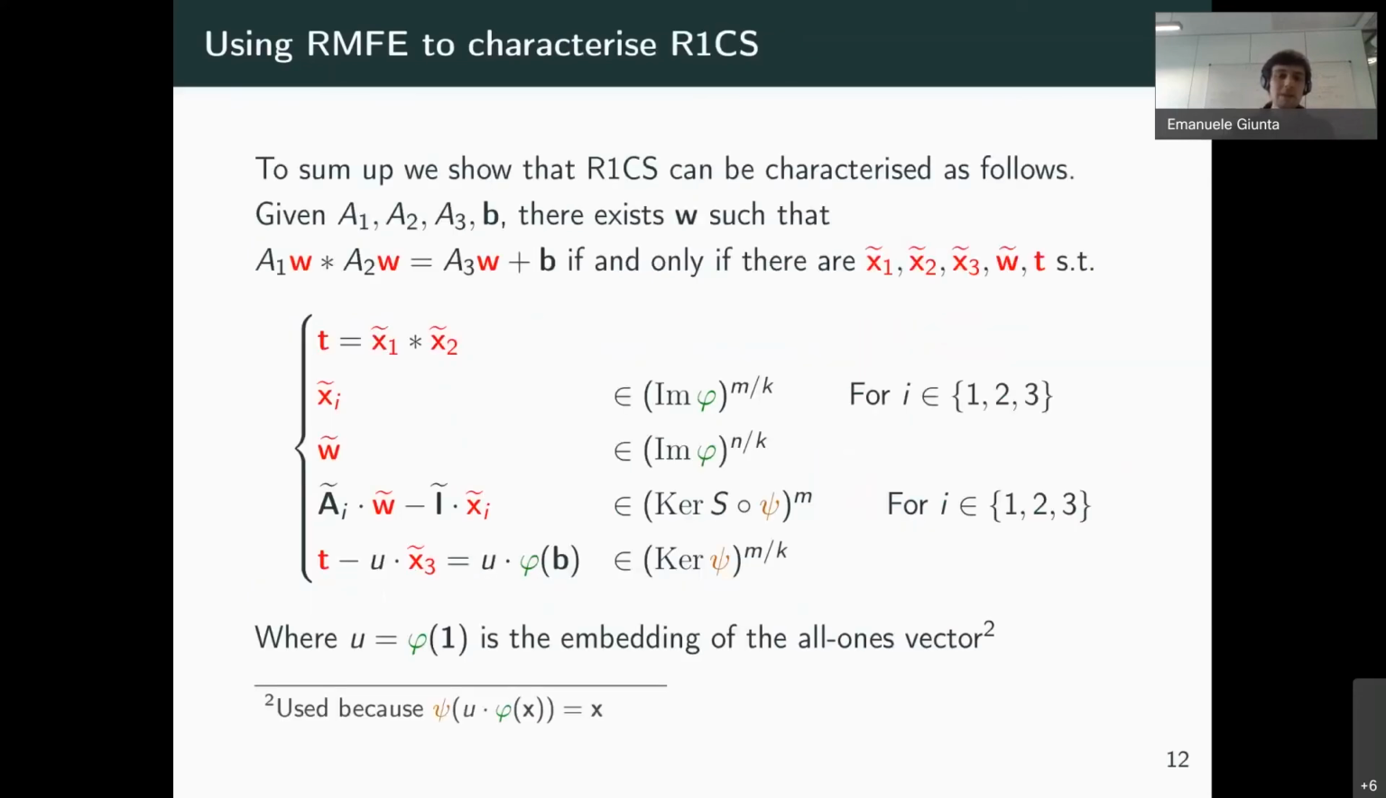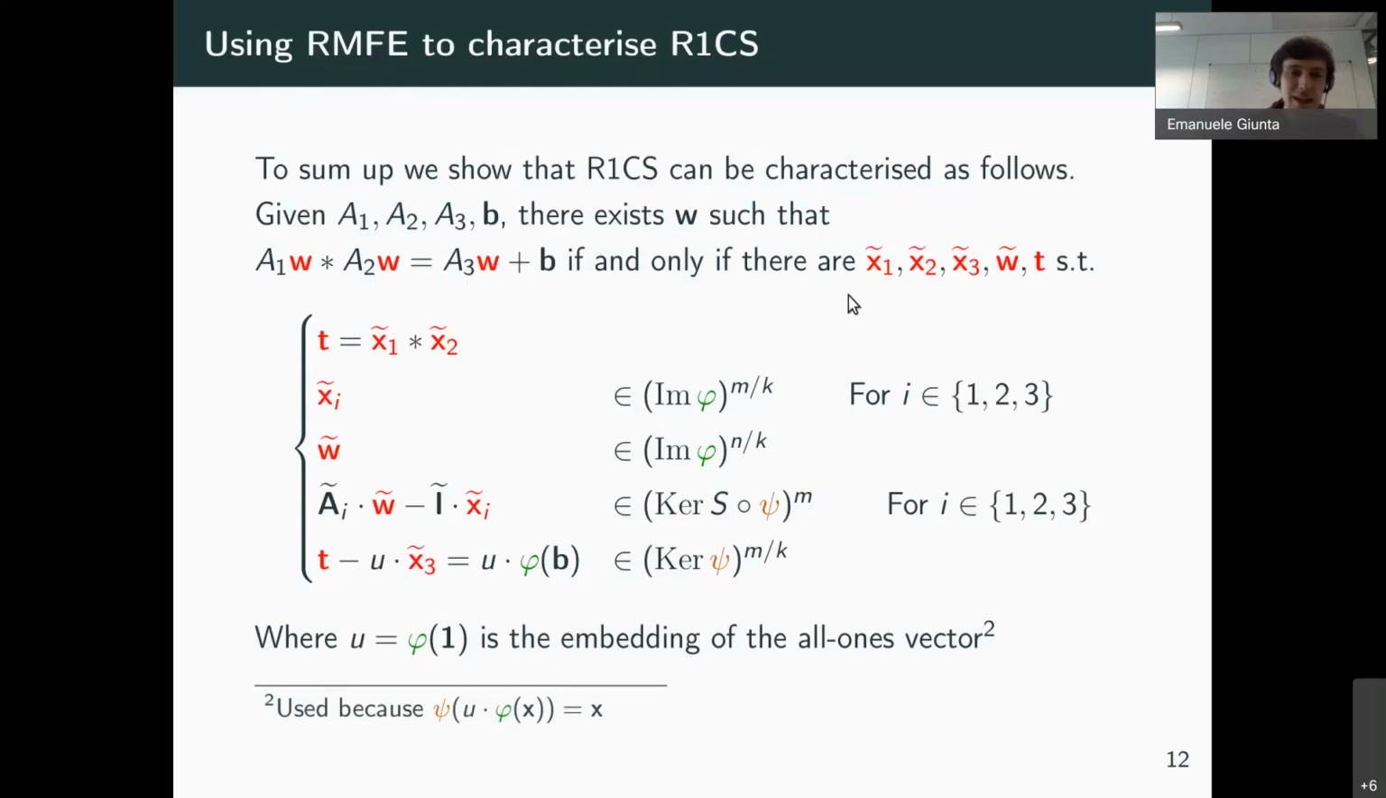So we are now ready. Now we can finally fully characterize the R1CS over a larger field using an RMFE. So, okay, this might look scary, but actually it is essentially what I've been telling so far. What we would like to do is, given an R1CS here, A1, A2, and A3, all lying over a Boolean field, F2, calling X1, X2, and X3 the products of A1, A2, and A3 with W.